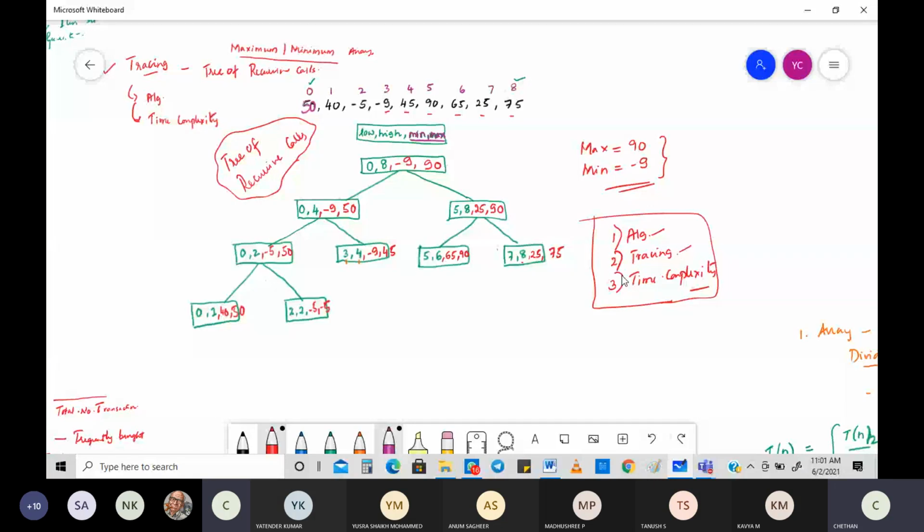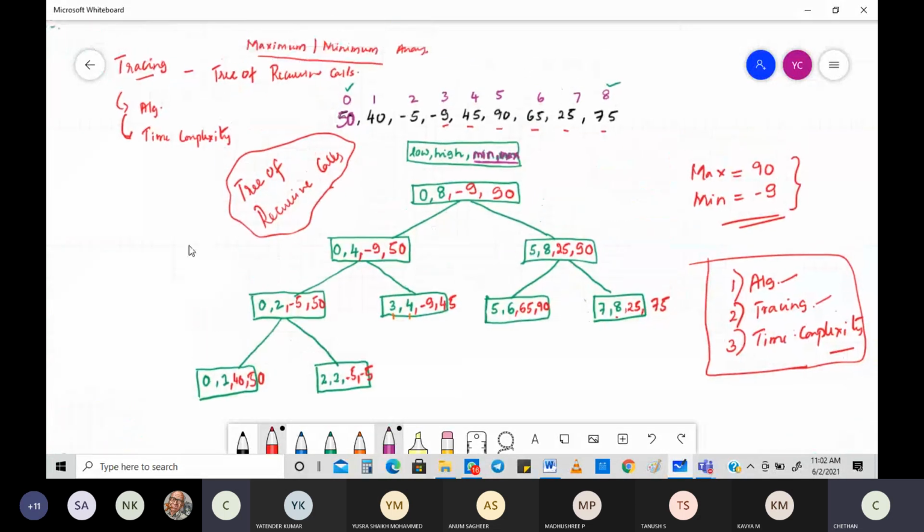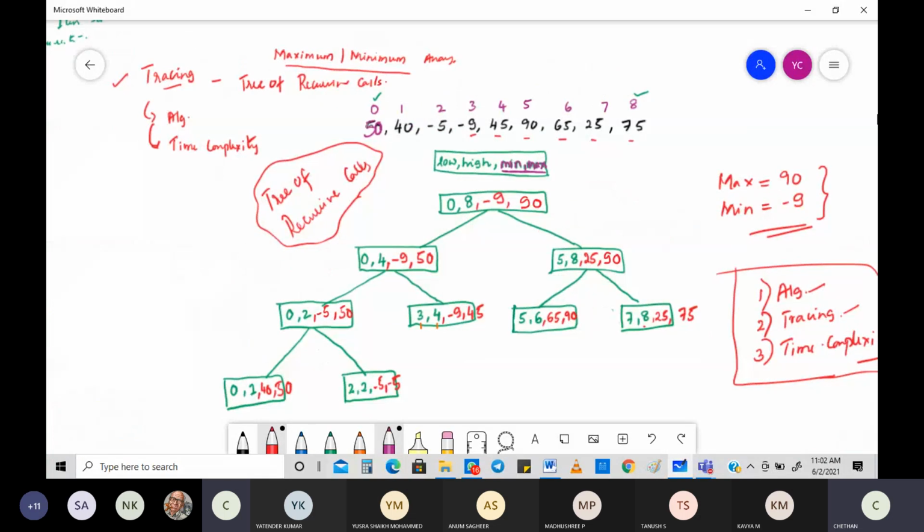Maximum and minimum elements in an array. How to find the maximum and minimum elements in an array using the divide and conquer technique. The first thing we did was to figure out the tracing part. You can see very clearly on the screen that the first thing we did was to figure out how to trace this. And we call this the tree of recursive calls.